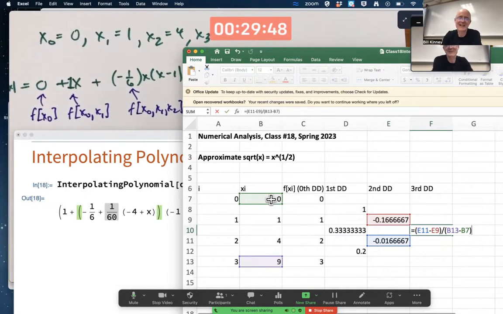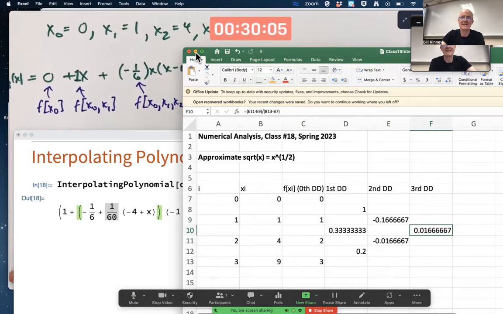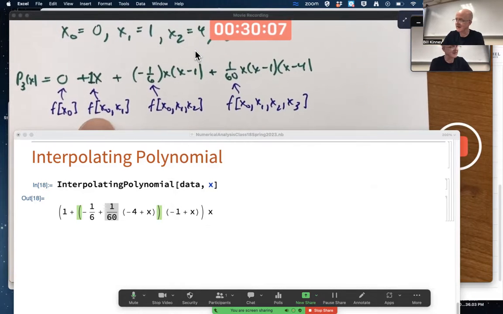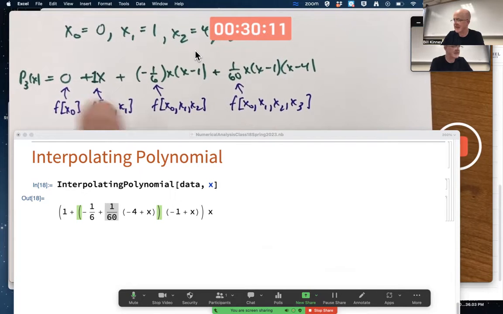There's our third divided difference. That's going to be the 1/60th. So what is that? 0.016 repeating? Yeah. So yeah, the numbers 0, 1, negative 1/6, and 1/60th, they match these coefficients. There, and there. We originally called these A's. We called this A0, then A1, then A2, then A3 in the Newton expansion.